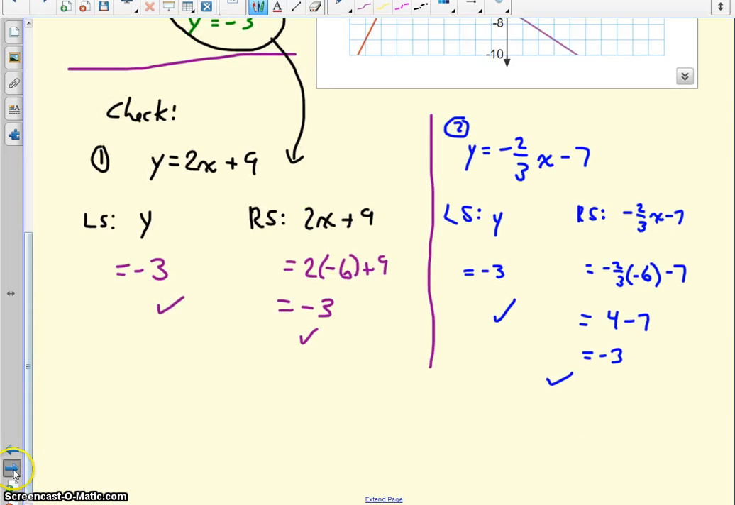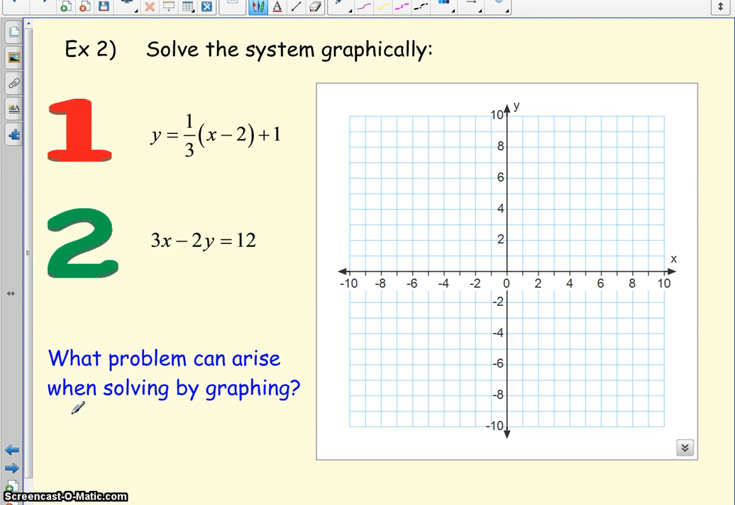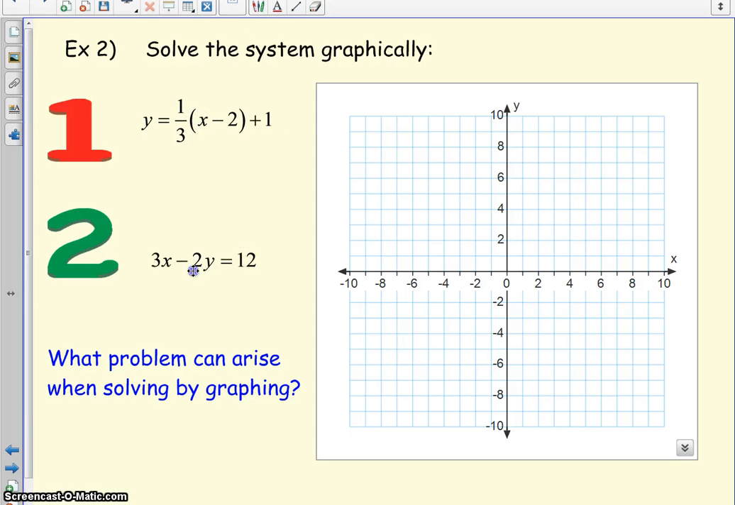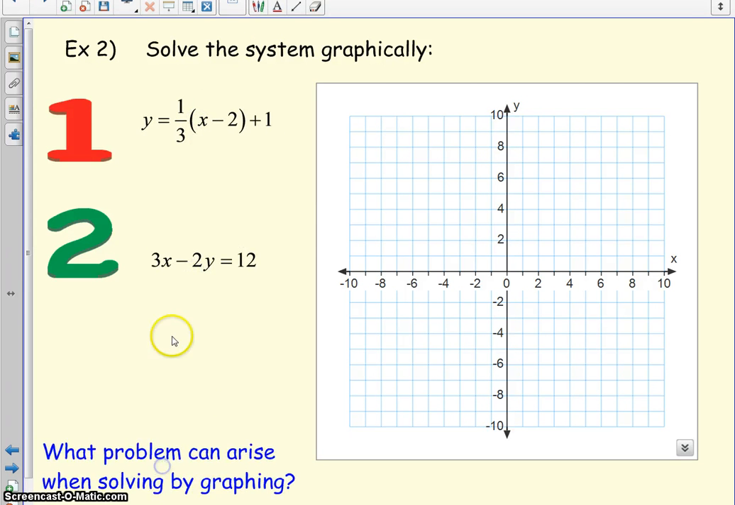Okay, so let's take a look at another one here. I'd like you to solve this system graphically as well. So again, same thing, two equations: try to graph them both on the same grid and see if you can find the point of intersection. You'll notice I made this a little bit trickier here. None of them were in slope-intercept form like the ones in the last problem.